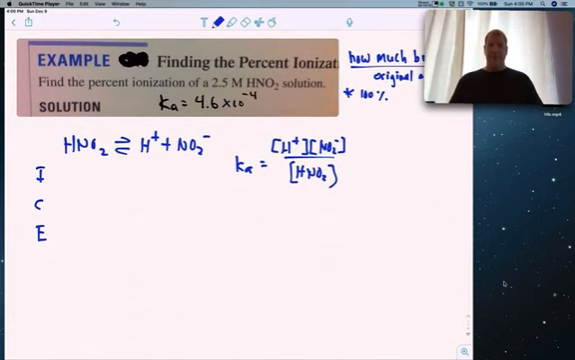Okay, so next example, we're going to get the percent ionization. So I like to think of this.